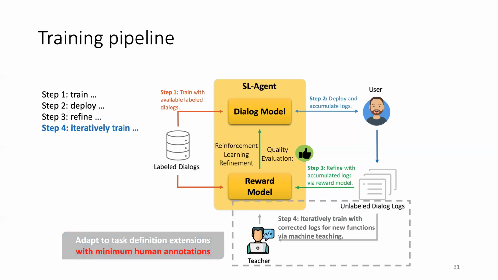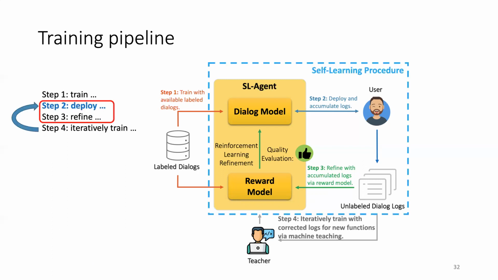Regarding the extensions in task definitions, machine teaching is utilized to provide necessary instructions on how to handle new functions. After that, the bot quickly adapts to new functions through the self-learning procedure.